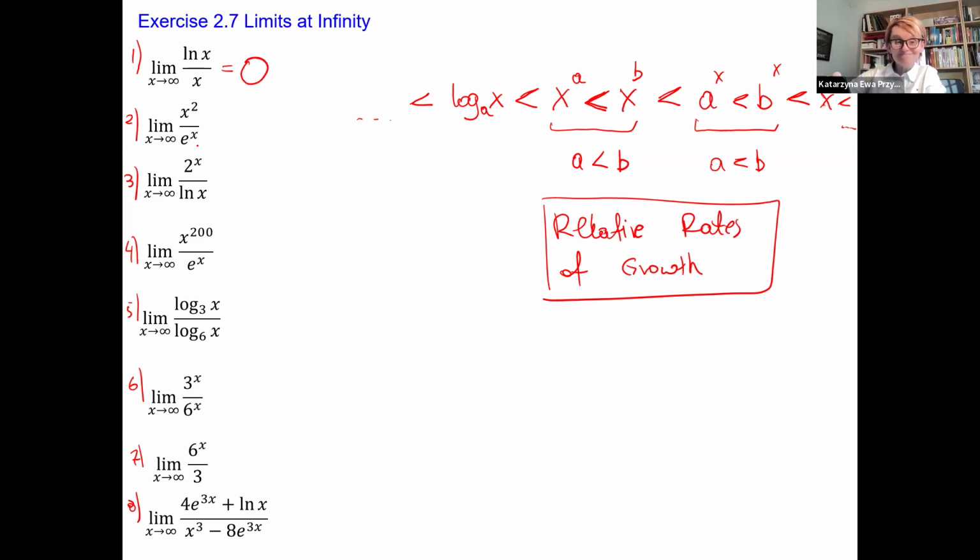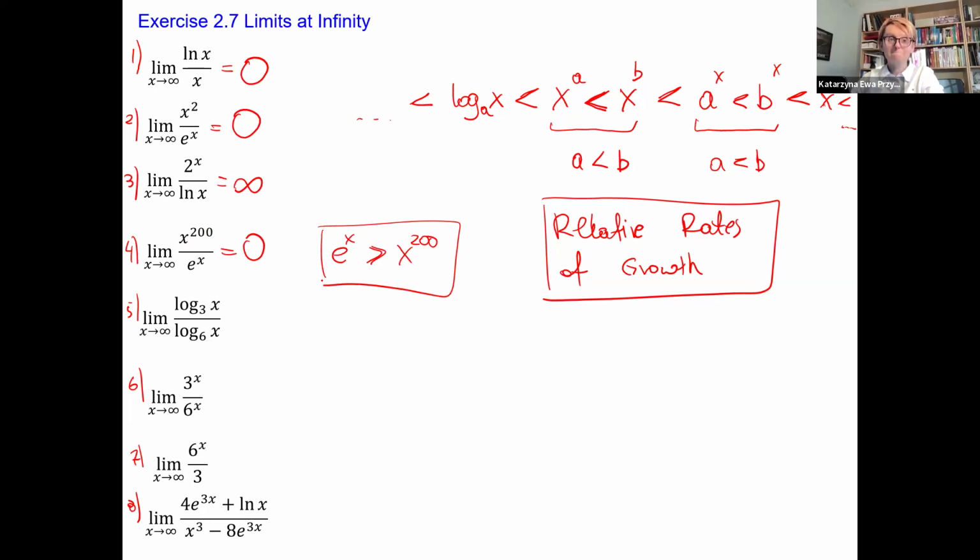x squared or e to the x? Of course, exponential, then the denominator is winning, 0. Exponential function, 2 to the x over natural log: the numerator is winning, infinity. x to the power of 200 versus e to the x. Even if it's 200, maybe at the beginning x to the 200 is higher, but exponential will take the lead. Yes, I can say exponential grows faster than any power function at infinity. This one will be a finite number actually, because we may rewrite it. Let's leave this one for you because you just need some property.